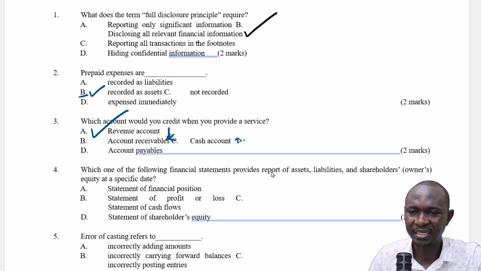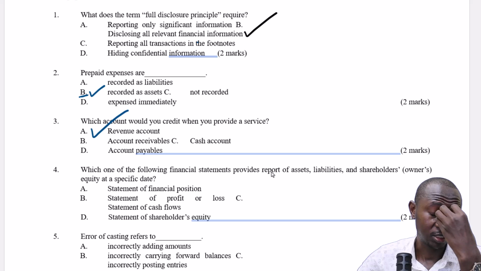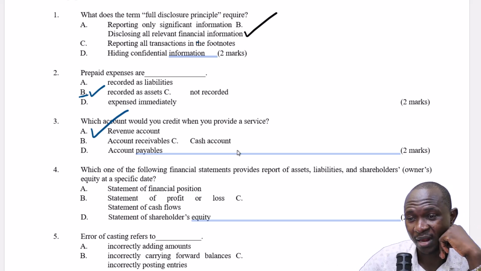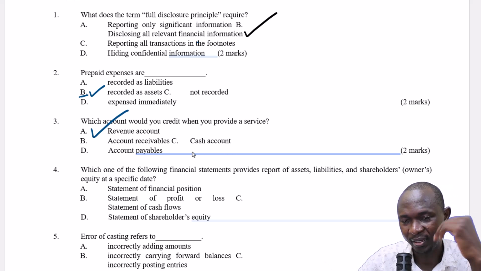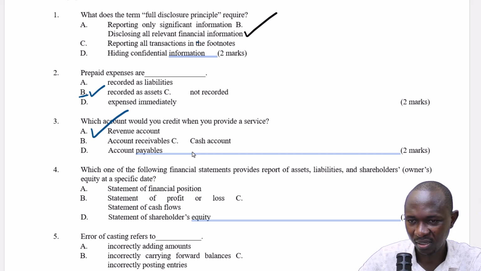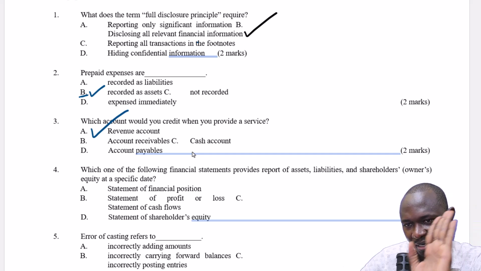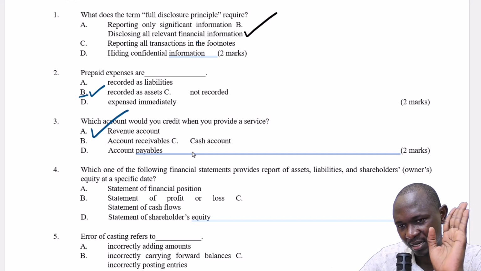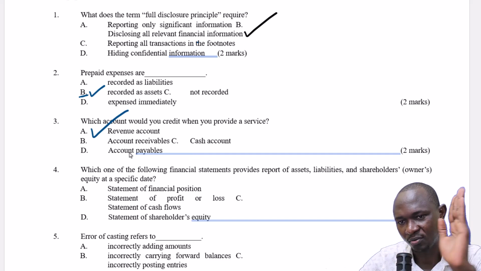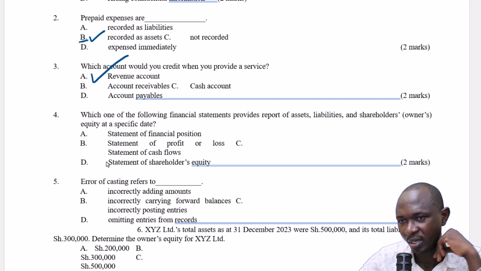We will credit. This is a sale, and so when we offer sales, we credit sales. Revenues are a credit account, and here we are offering a service, so we expect to earn from it, and so we will debit either cash account or accounts receivable account, and then we credit the sales or revenue account. So A is the correct answer.